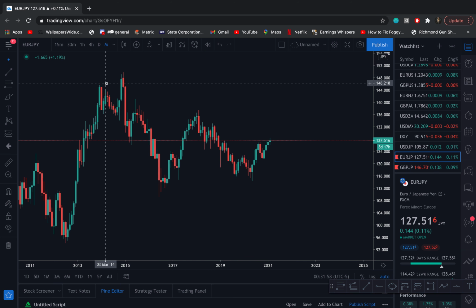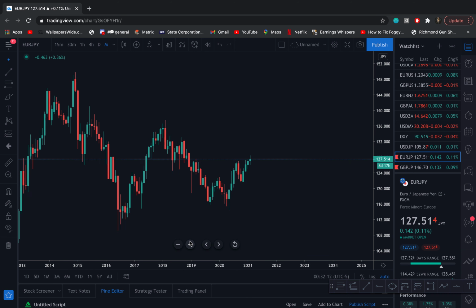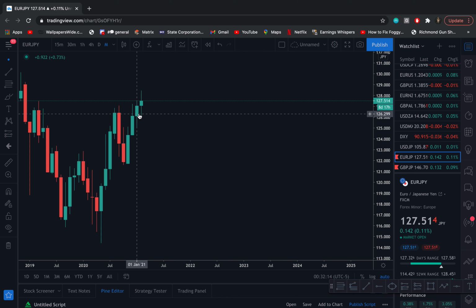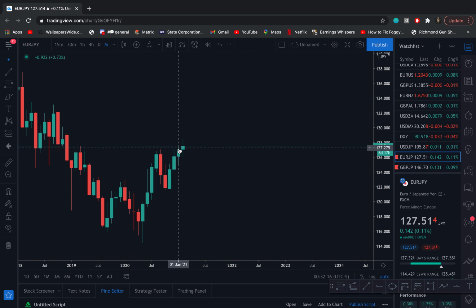Overall, we've been creating lower highs but higher lows, right? Right here we have a nice double bottom formation. We broke above, came back, retested. Now we're expecting it to create higher highs. Last month, I think it was January, January of 2021, we finally broke above it, creating higher highs.